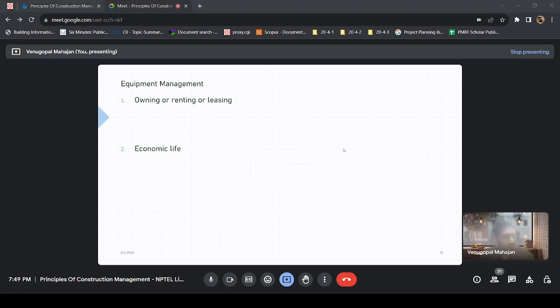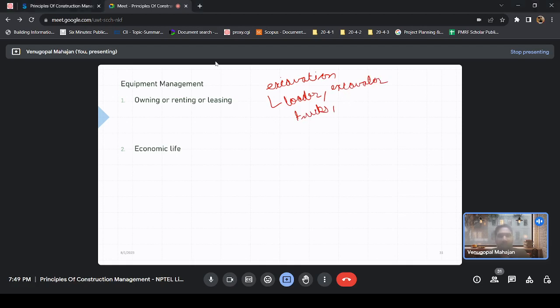Let me write it down so that everyone can follow. You have an excavation activity, and you need a loader, excavator, trucks. Let's focus on these three. Would you like to own it, rent it, buy it outright, or lease it? How will you decide? The option will be either rent or lease, depending on the nature of the work, sir.